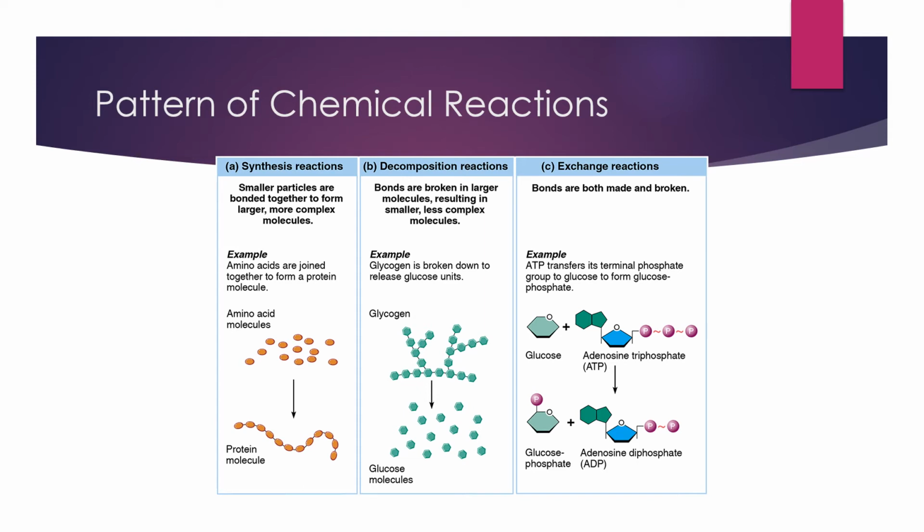And then the exchange reaction. So you have here glucose plus your ATP. That little end P, the end phosphate group, breaks off and attaches to the glucose to become glucose phosphate, and the ATP turns into ADP. So it goes from triphosphate to diphosphate.